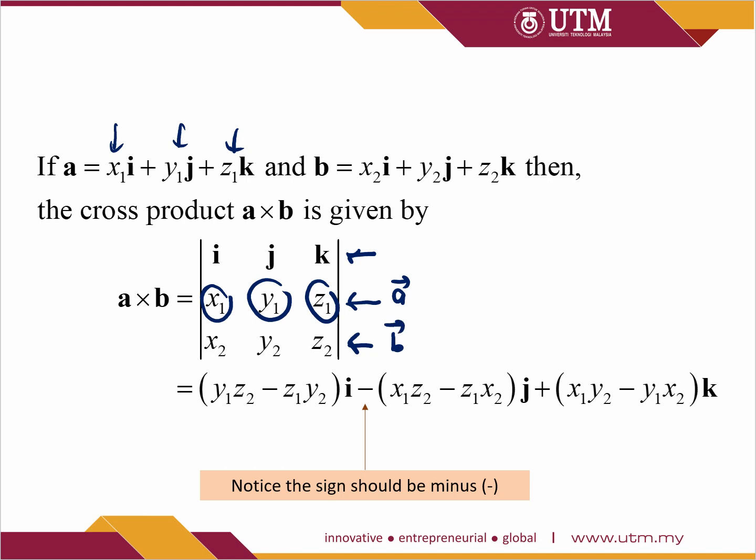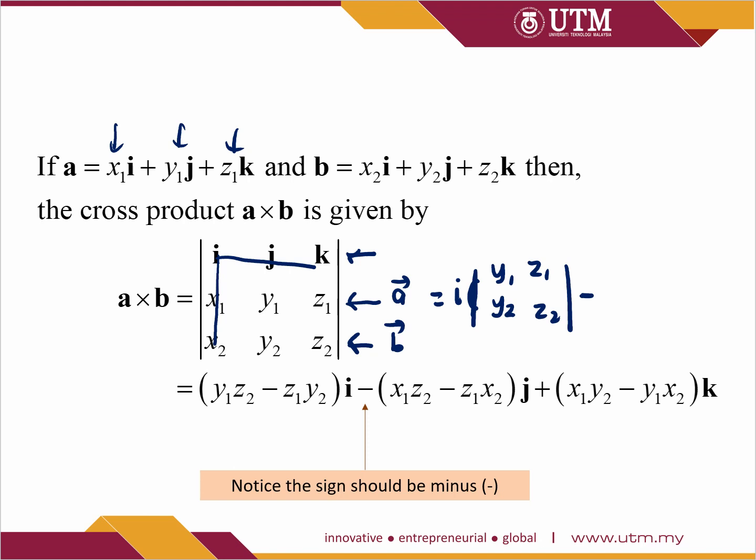So how can we solve this? Please remember, this is the same as finding the determinant of a 3 by 3 matrix. We expand along the first row, so I will cover this. For i, I have to find the determinant of y1, z1, y2, z2. And then don't forget that we have to minus.